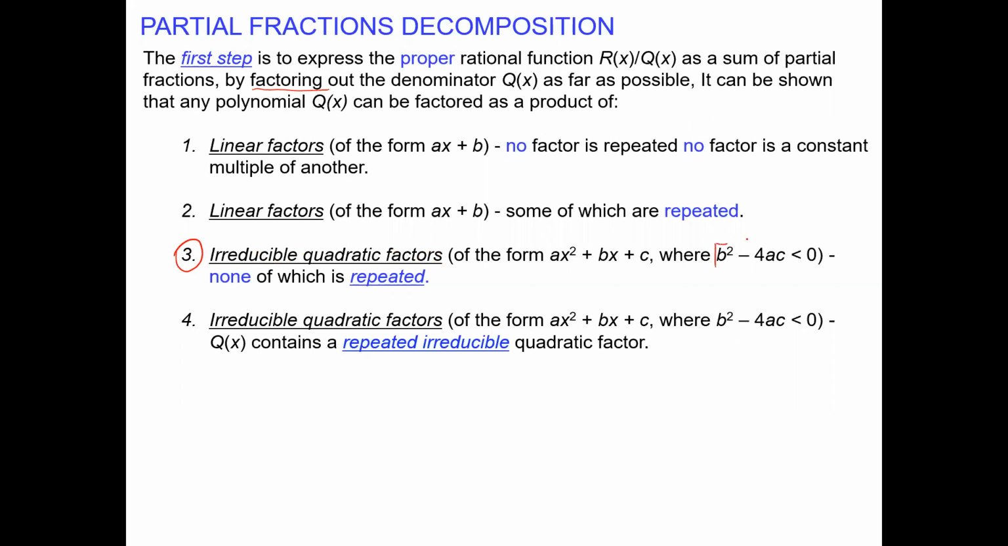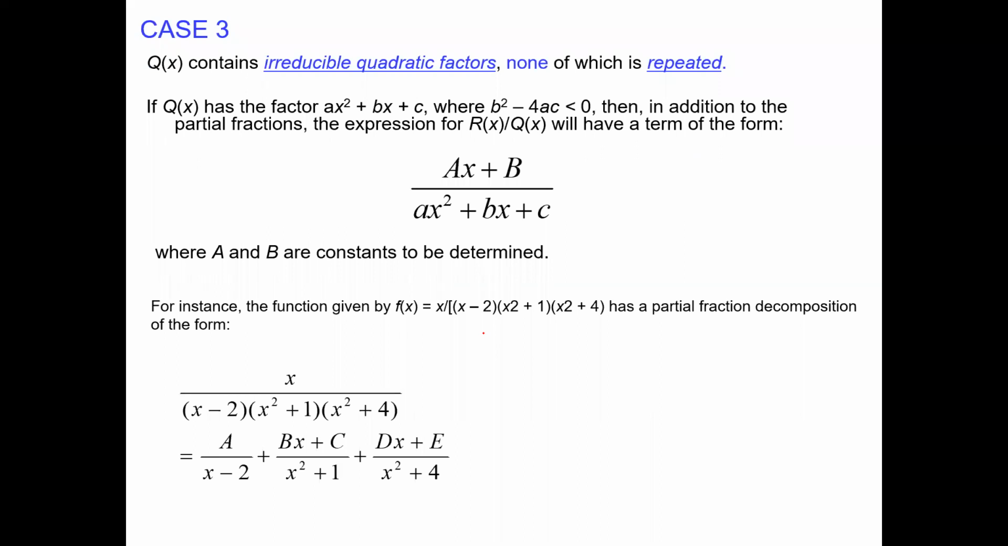Because b squared minus 4ac is less than 0, we do not have real roots. That means irreducible quadratic factors, none of which is repeated. That's case 3. Case 4 is similar. We also end up with irreducible quadratic factors, however some of them are repeated. But in this video, we will focus on case 3. Again, I'm just repeating the information: Q of x contains irreducible quadratic factors, none of which is repeated.